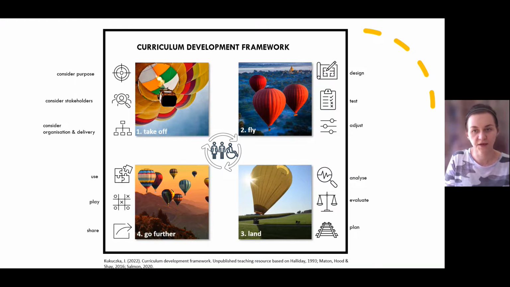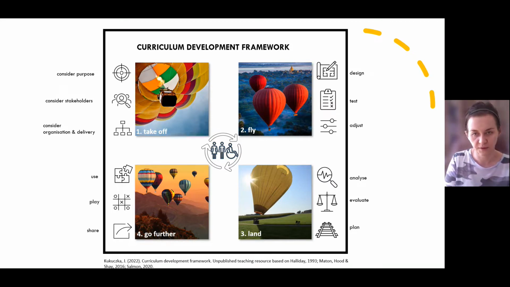Then we've got the second key action, fly, and it is a more familiar and arguably the most complex one, maybe, because this is when the concrete development or review happens. The micro actions here include the storyboard design, starting with the learning outcomes through summative and formative assessment tasks to learning activities. This is then followed by testing and then adjustment of the design, all before the actual implementation of the curriculum.